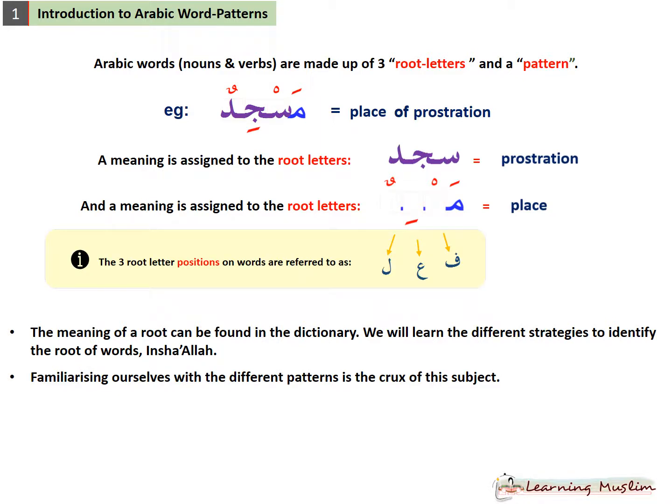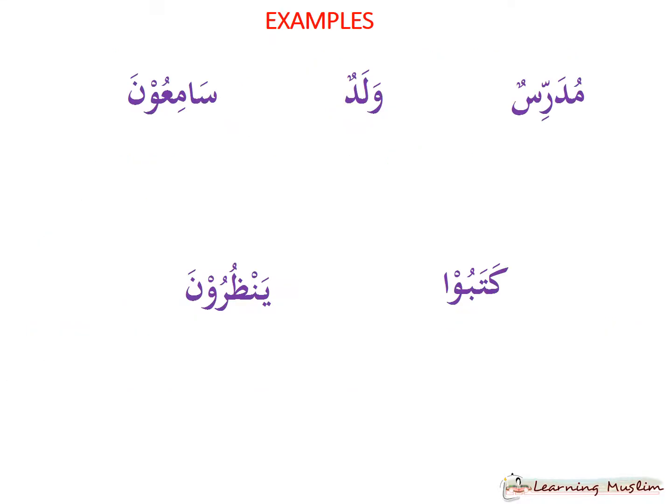Right, then on our patterns, the positions of the three root letters, which I represent with those variable diagrams, we will term them fa, ain and lam. So fa, ain and lam, you can think of them as the x, y, z variables that we have in maths. So to say the place pattern, I will say maf'ilun, using fa as the first root letter, ain as the middle root letter, and lam as the last root letter. So let's look at some examples.